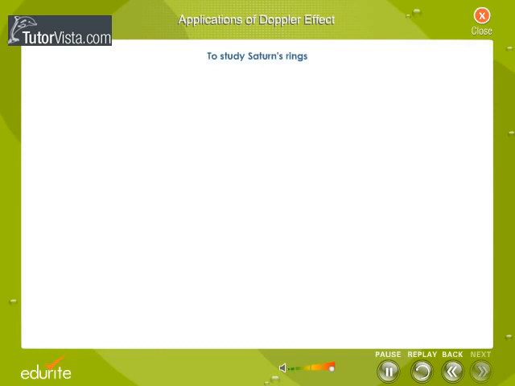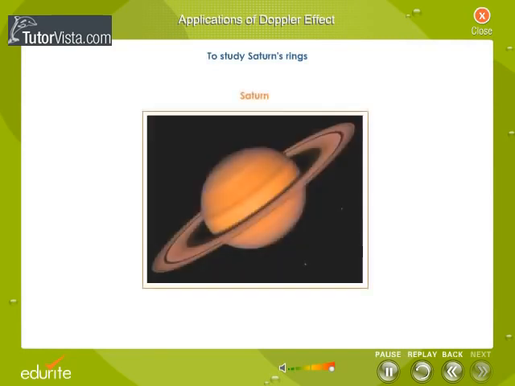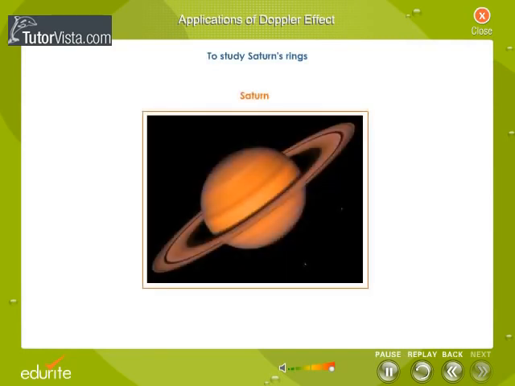To study Saturn's rings. Concentric rings surround the planet Saturn. These rings reflect light and are not self-luminous. The Doppler shift of light reveals that the rings are not continuous, but they consist of many particles.